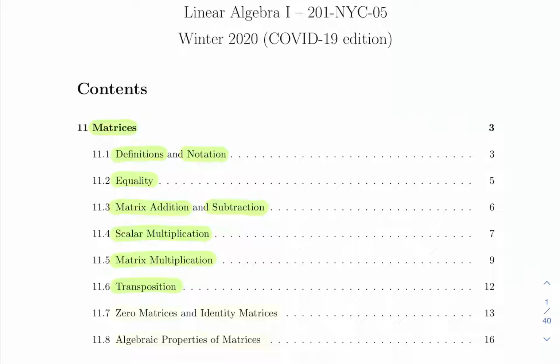And then we'll go over specific things like what are the zero matrices, what are the identity matrices, which are basically the 0 and the 1 in that universe. And then very, very briefly going over algebraic properties of matrices, like how do you manipulate these objects with their corresponding operations. Let's go.